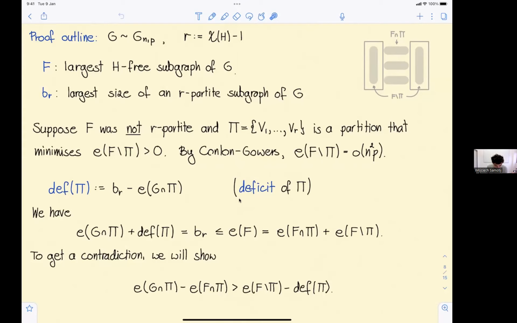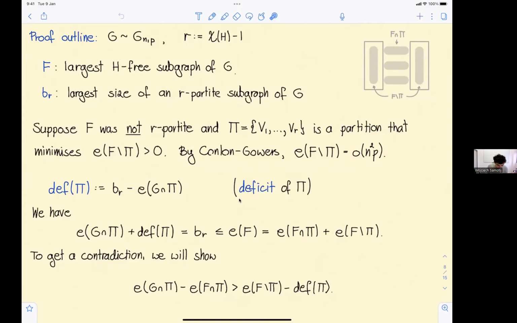And let pi be a partition that minimizes the number of edges that do not cross it. So here I'll use this notation: given a partition, F intersection pi will be the edges crossing the partition, and F minus pi will be the edges that do not cross the partition. Here I just view pi as the complete multipartite graph with these parts, and then F intersection pi will be the edges in this multipartite graph. F minus pi will be the edges of the cliques that are its complement. Now, if the graph is not R-partite, then even the best partition has some edges that do not cross it. However, Conlon and Gowers already told us that the number of edges not crossing the partition cannot be too big, because the graph is approximately R-partite, and therefore the best R-partition will have only relatively few edges that are not crossing.